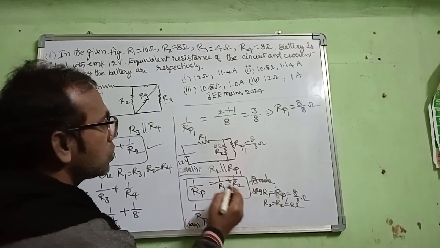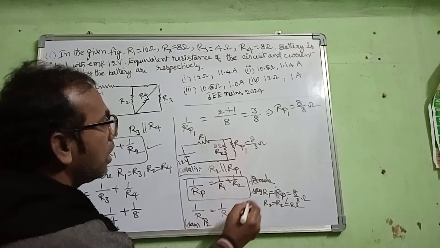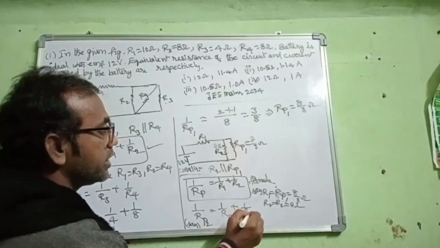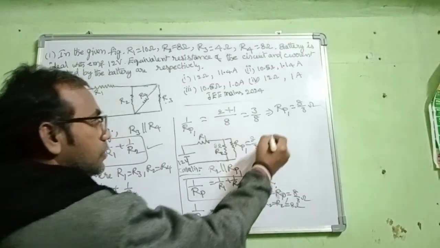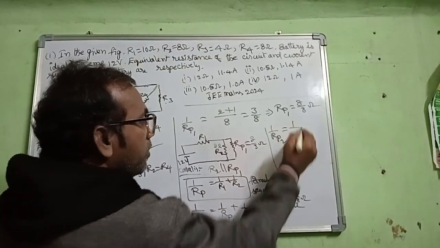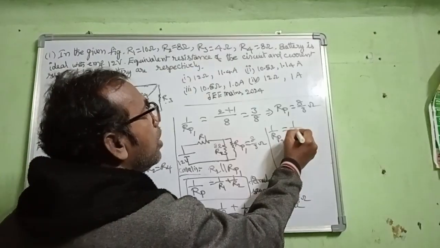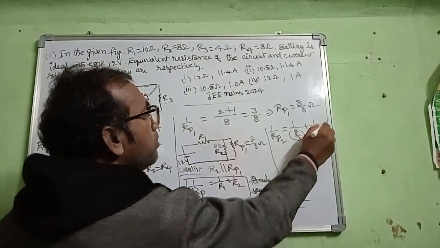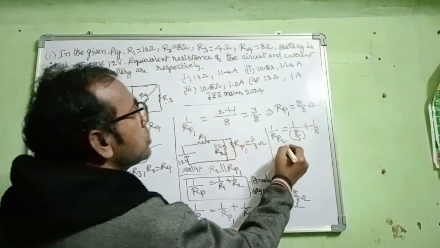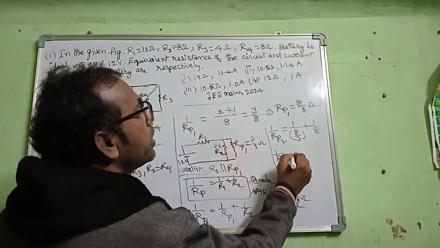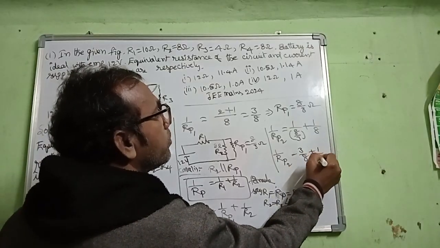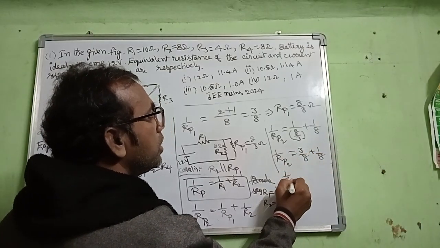Substitute in the formula. So 1 by R1 means 1 by Rp1 plus 1 by R2, no change in it. Now 1 by Rp2 equal to 1 by Rp1, which is 8 by 3 ohm, plus 1 by R2, which is 8 ohm. Substitute in this formula. On simplification, we get 1 by Rp2 equal to, invert this, 3 by 8 plus 1 by 8.